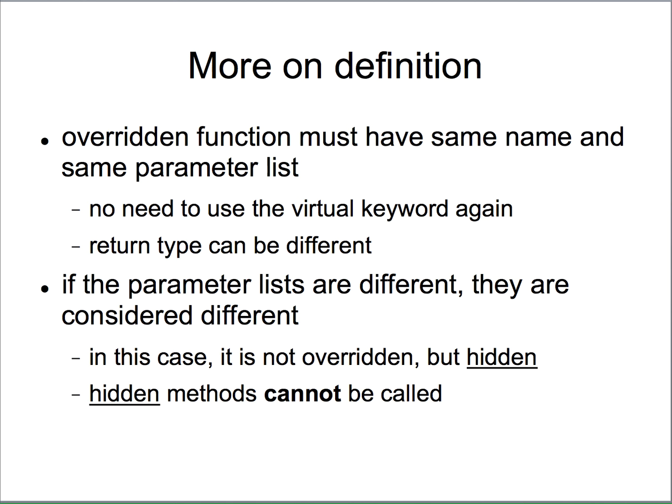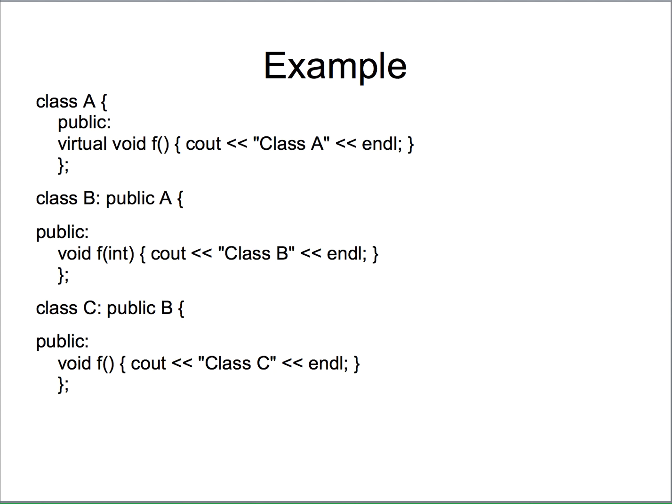The return types can be different, but that's the only thing that can be different. Otherwise, the signature has to be the same. So if I put different parameter lists, then that's not an overridden virtual function. Sometimes those actually become hidden methods and they can't be called. So I want to be careful about doing that as well. Let's look at an example here.